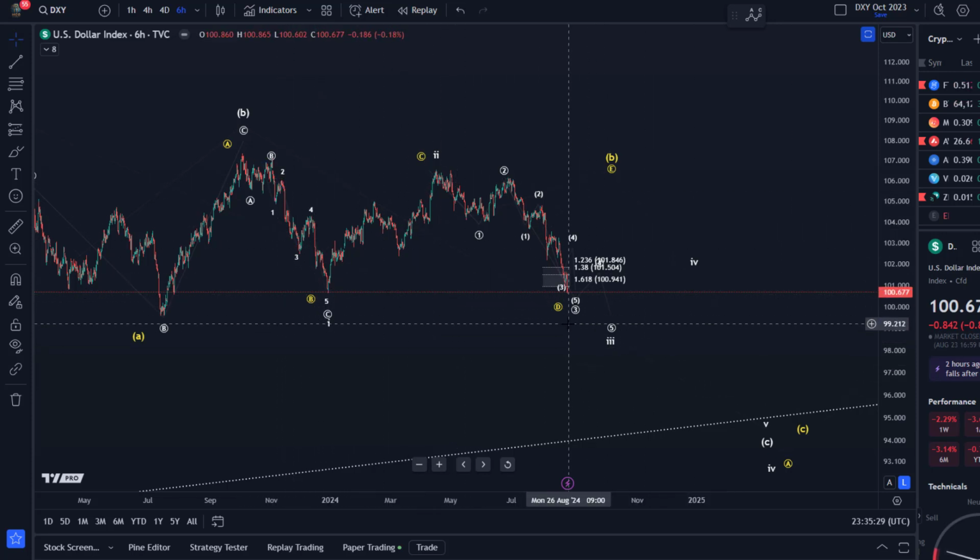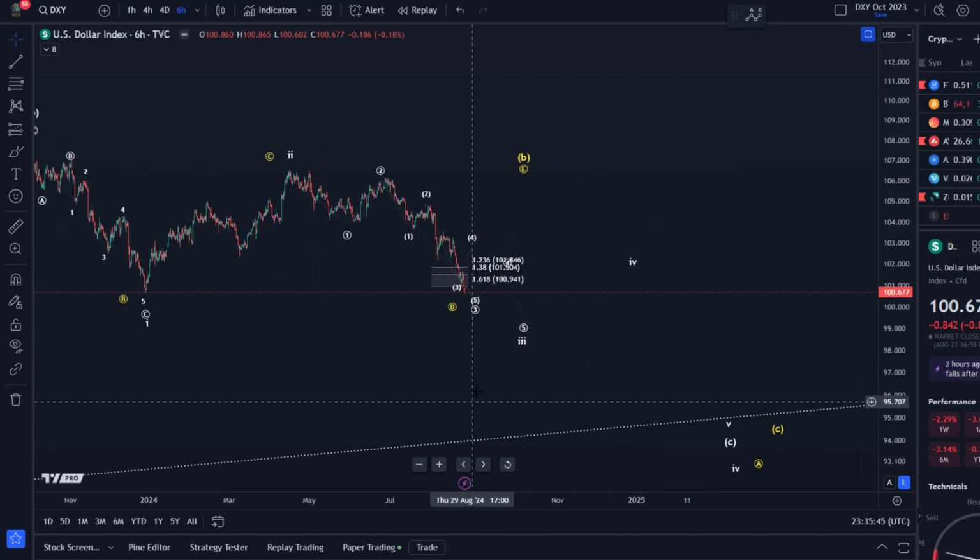So how can we now understand the structure? I would like to relabel, or at least review, the white count, because I think the yellow one is just an alternative in case it turns around. But in both scenarios, we would like to see the DXY in the low $90 region eventually.